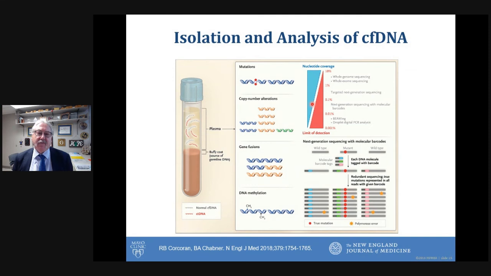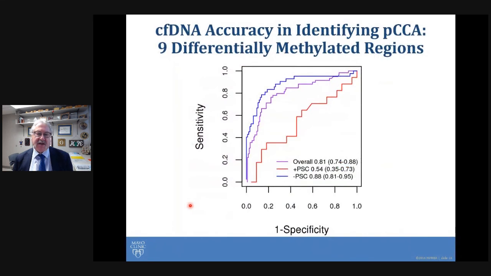Recently, we've looked at cell-free DNA, which is looking at DNA in the plasma. And as I said, we've looked at differentially methylated regions as opposed to DNA mutations. And looking at epigenetic changes, such as methylated regions, is able to maintain a high specificity for cancer and sensitivity, whereas looking for mutations has a lower value.